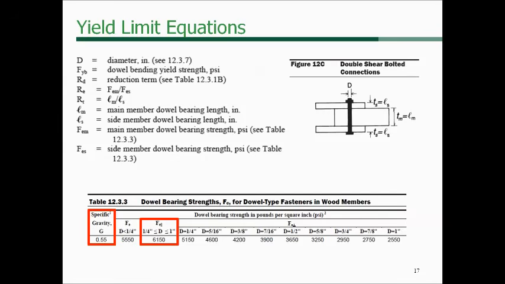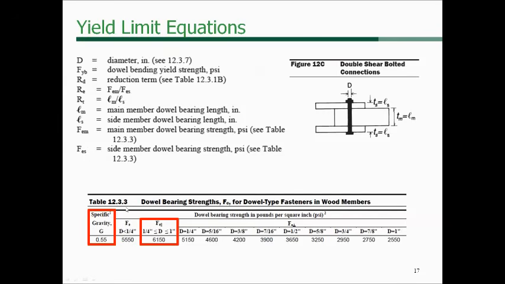The commentary gives you a lot more background on what actually makes up those reduction terms and what the true safety factor is. L sub M then is the main member dowel bearing length. You see that pictured over here on the right, figure 12C. L sub S, the side member dowel bearing length. Then F sub EM and F sub ES are the dowel bearing strengths. EM would represent the main member dowel bearing strength, ES the side member.